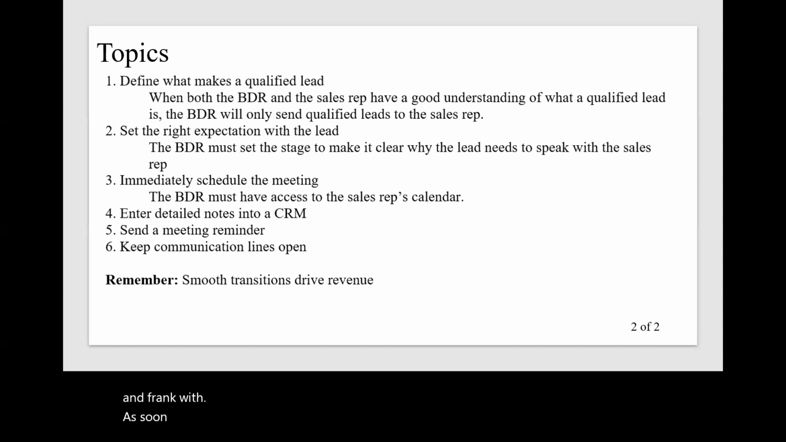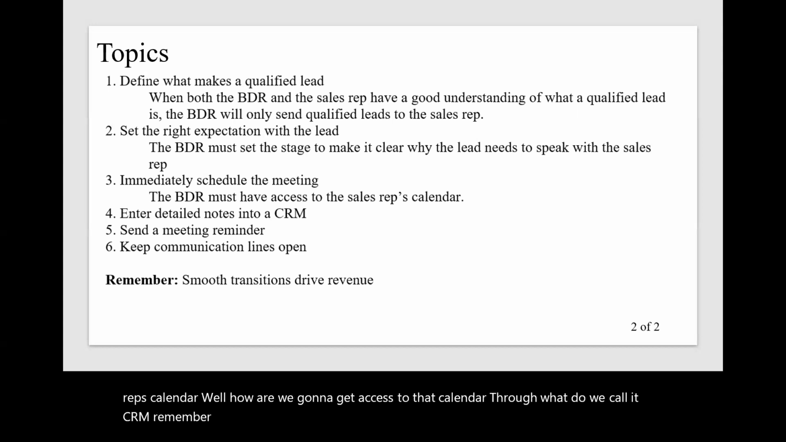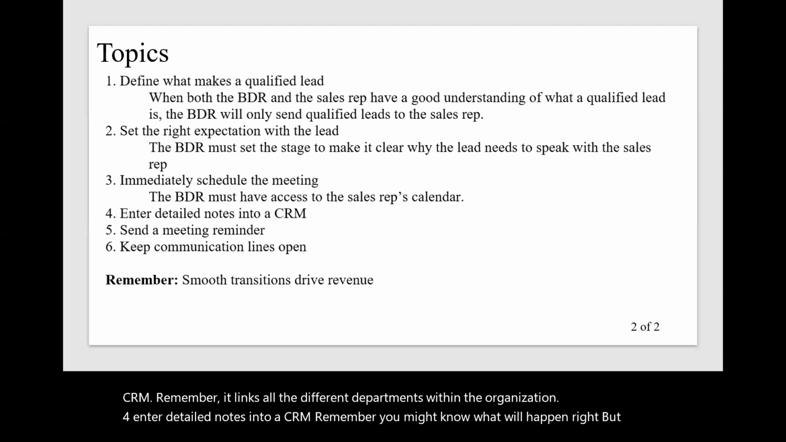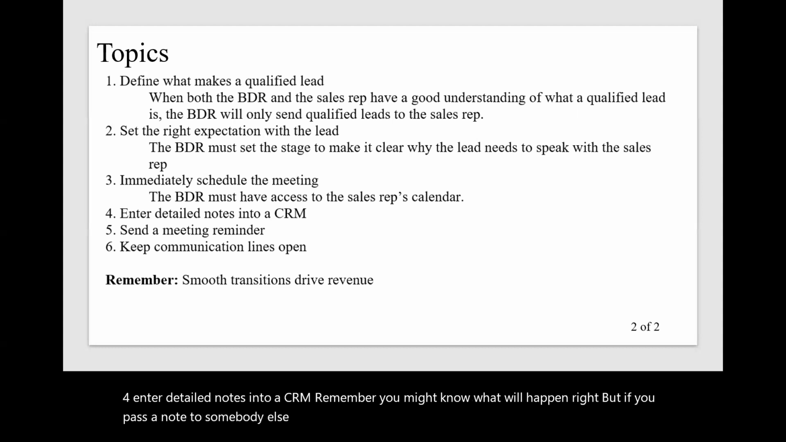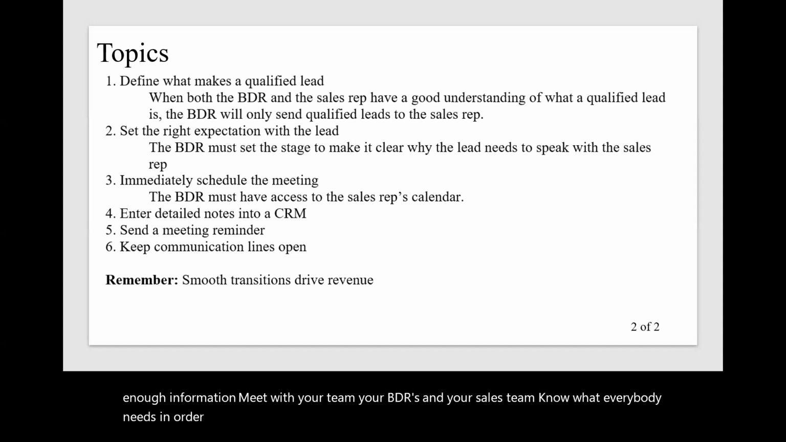As soon as you're at that point, schedule the meeting. The BDR must have access to the sales rep's calendar. Well, how are we going to get access to that calendar? Through, what do we call it? CRM. Remember, it links all the different departments within the organization. Number 4, enter detailed notes into a CRM. Remember, you might know what happened, right? But if you pass a note to somebody else, they're going to say, huh? What do you mean, you're not giving me enough information? Meet with your team, your BDRs, and your sales team. Know what everybody needs in order to help close this lead.